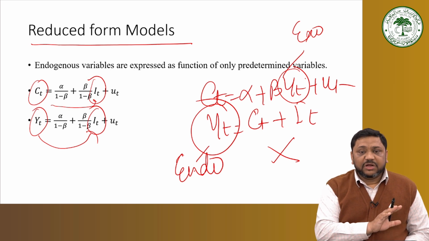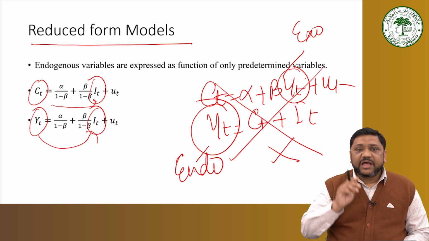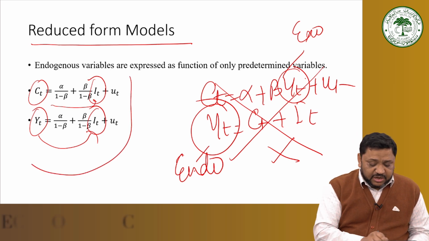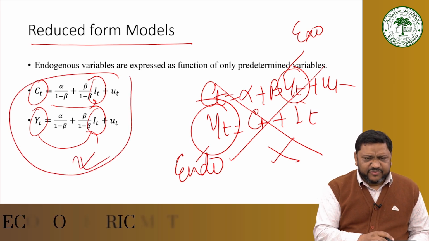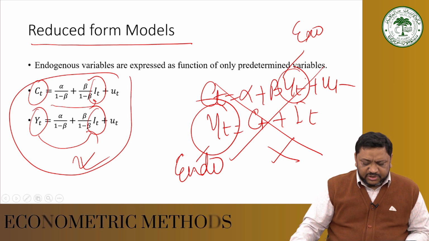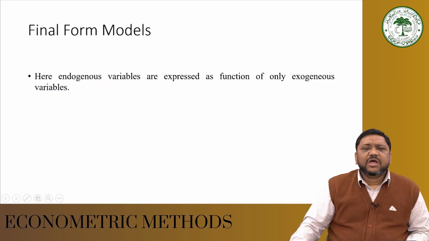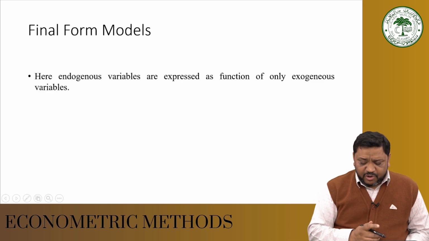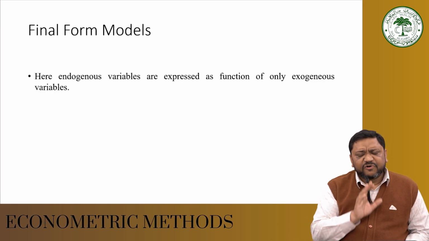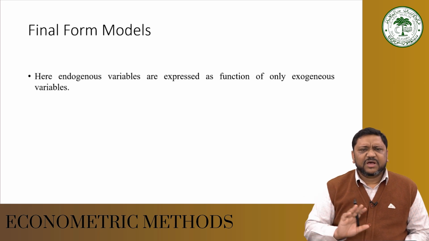So this example is not a case of a reduced form model, but this other one is a reduced form model, and how we have got it, we will see. Let us do the preliminaries first. Then we have the final form model. Here endogenous variables are expressed as a function of only exogenous variables, and that's all.